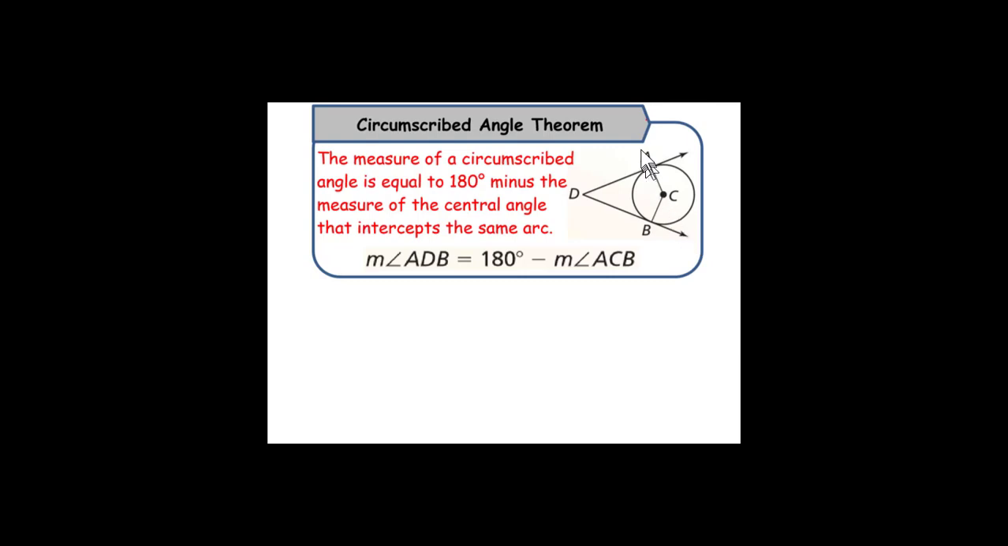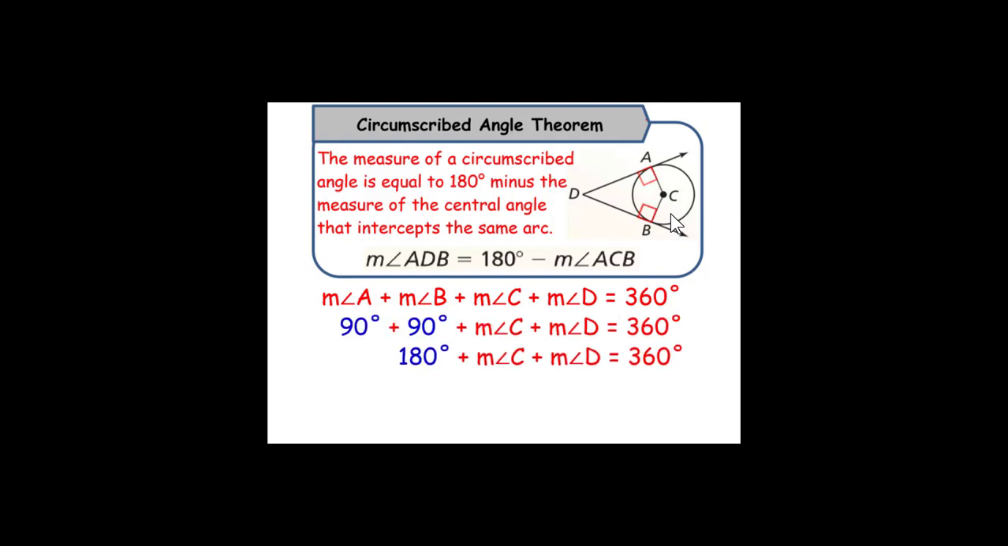Therefore, since we know we have a quadrilateral here, since we have 4 vertices or 4 sides, we know that the measure of angle A plus the measure of angle B plus the measure of angle C plus the measure of angle D is equal to 360. We know that the measures of angles A and B are 90 degrees, since we know that rays DA and DB are tangent rays. Simplify, subtract 180 from both sides, and we have the measure of angle C plus the measure of angle D equals 180, which by definition means they're supplementary.